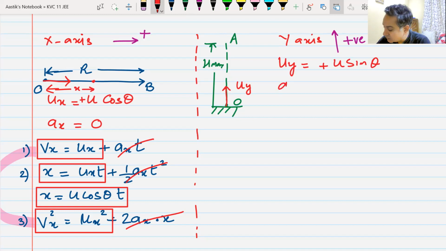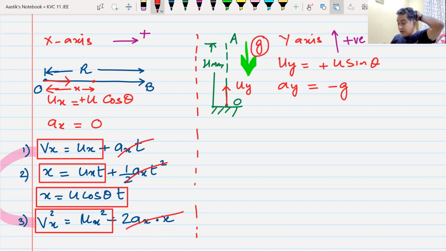What is the acceleration along y-axis? Is there any acceleration along y-axis? Yes or no? Is the body accelerating along y-axis? Yes, beta? Minus g. Why is it minus g? Because acceleration is downwards. g in the downward direction. So it is minus g.